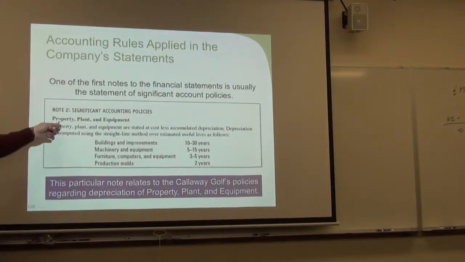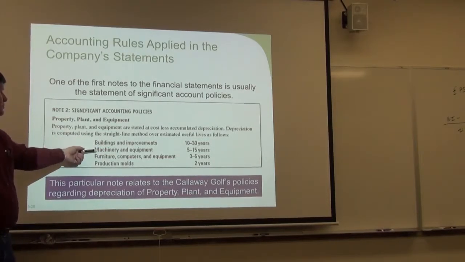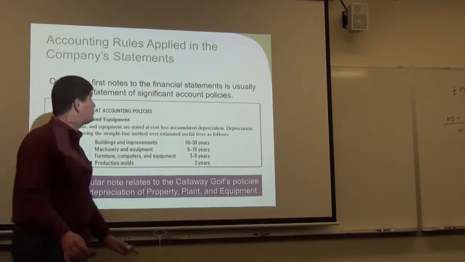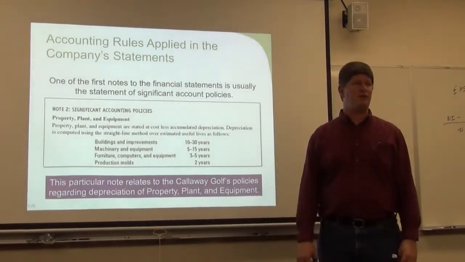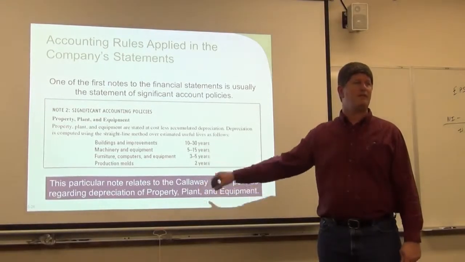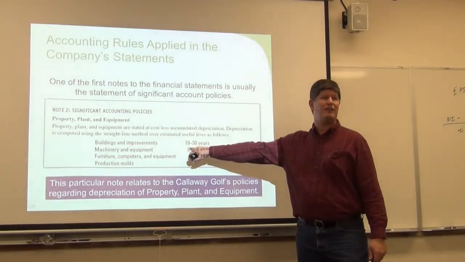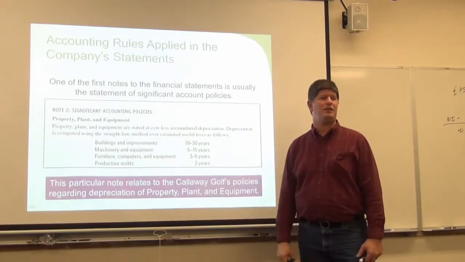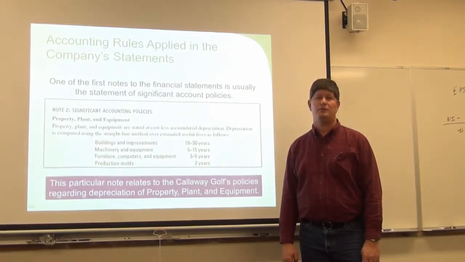Here's an example of property, plant, and equipment. We followed GAAP, but we did straight line depreciation, and we used different lives. Buildings are between 10 and 30 years. Machinery is between 5 and 50 years. Furniture is between 3 and 5. And production molds, whatever those are for this company, every 2 years. We figure after 2 years they're no good, so we have to buy new ones. It tells you lots of stuff. If their competitor is using a dramatically different life, it'll affect their financial statements and the comparability. So you need to know this kind of stuff. That's why you need to read the notes for both companies. Okay?